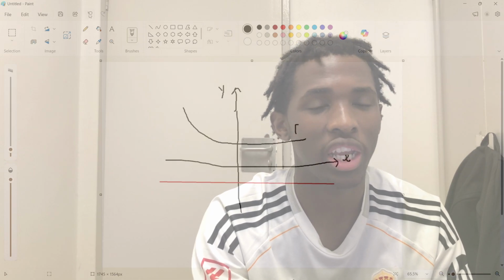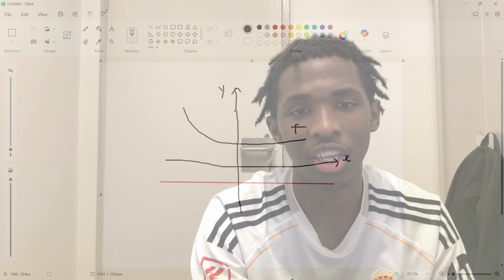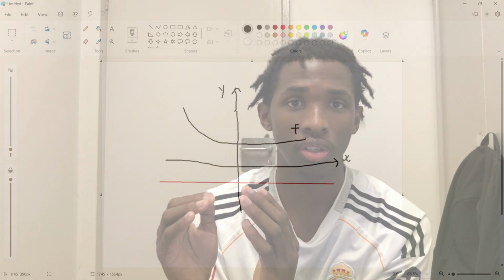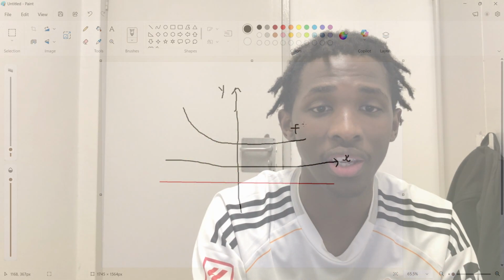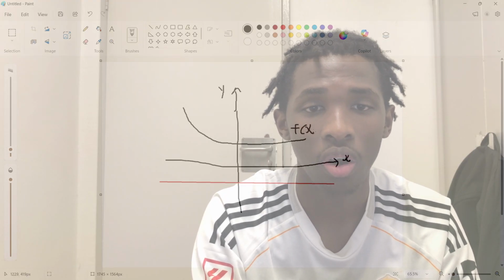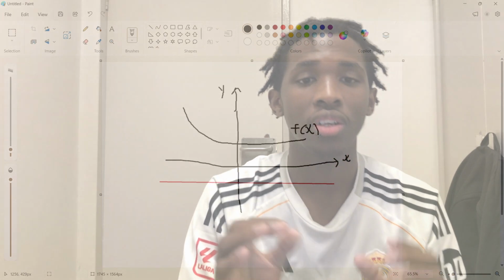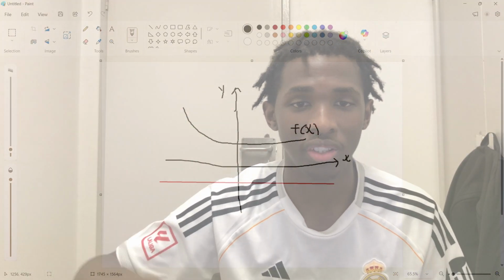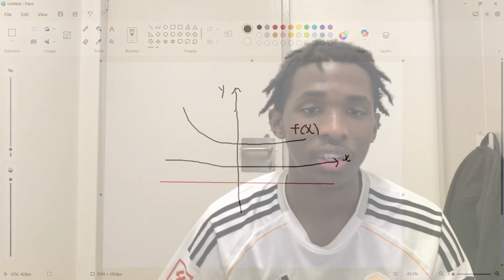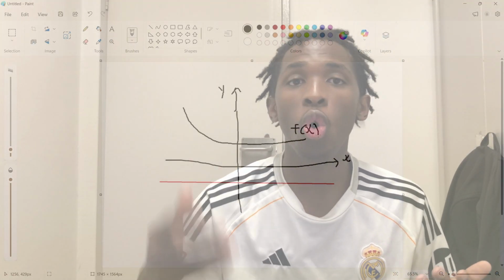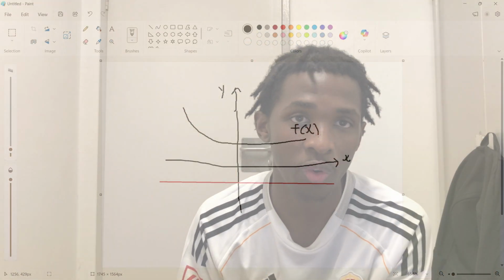So f of x is the same thing as y, but it gives us the conditions of y. Do you feel what I'm saying? For example, f of x gives us a general formula of finding y for every x value. So for example, we can say that y is always 2 times x, so that's a general formula for finding y.